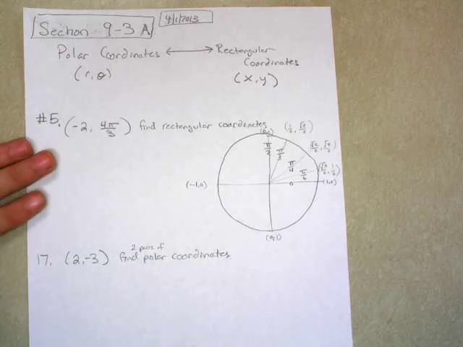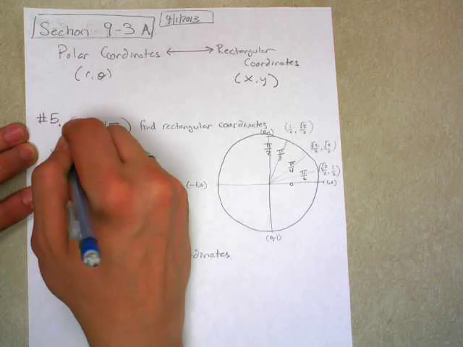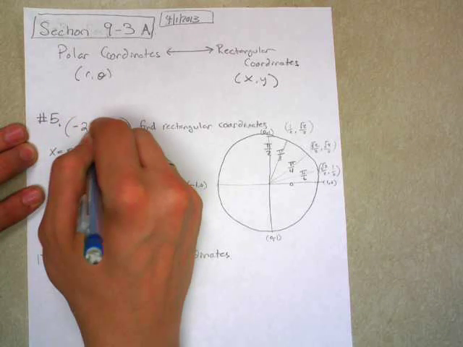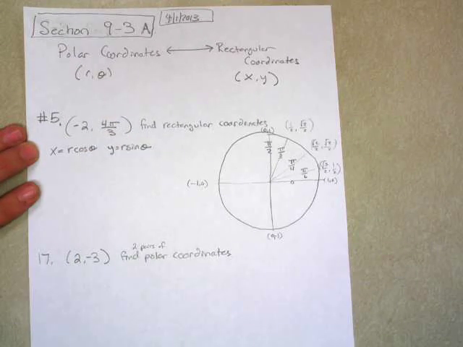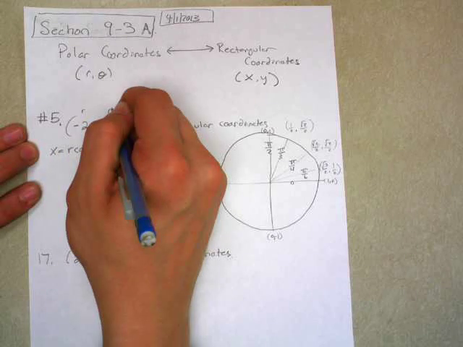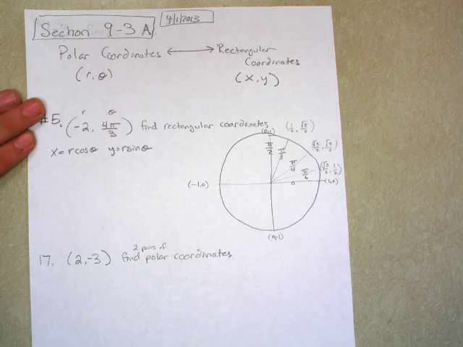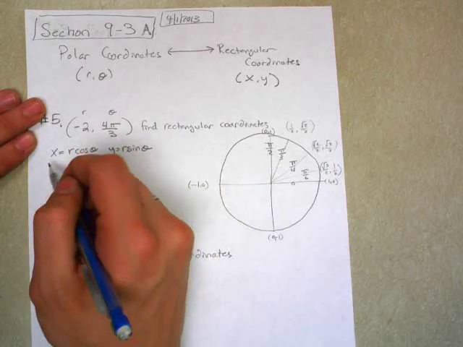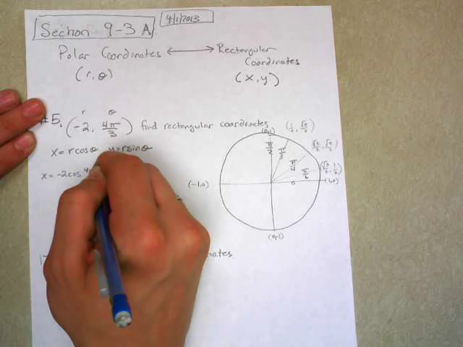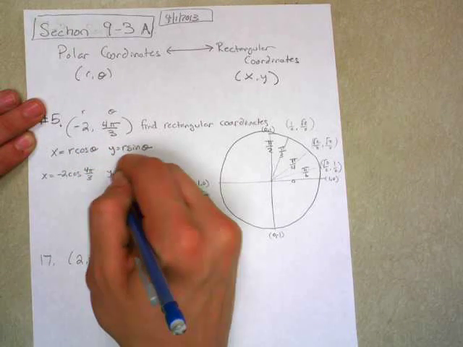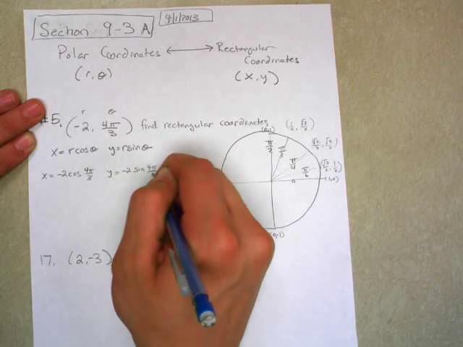The most important thing when going from polar coordinates to rectangular is we have this equation right here: x equals r cosine theta and y equals r sine theta. Remember, this is our r and this is our theta for our polar coordinates. So all we have to do is plug in these values. So x is going to equal -2 cosine of 4 pi over 3, and y is going to equal -2 sine of 4 pi over 3.